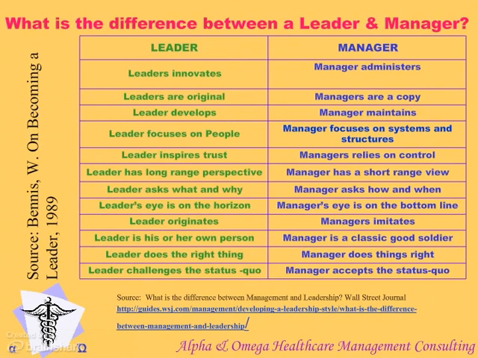As stated earlier, a leader originates, that is, creates original work, while a manager imitates others. The leader is his own person, that is, he or she is self-made. However, a manager is a classic good soldier. While a manager does things right, a leader does the right thing. Finally, a leader challenges the status quo. However, a manager accepts the status quo. The link to this article is given below.